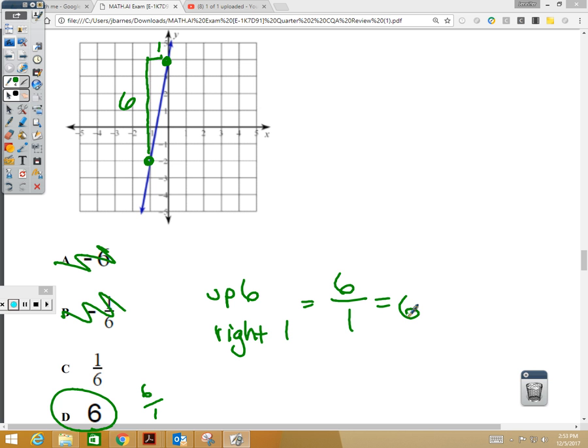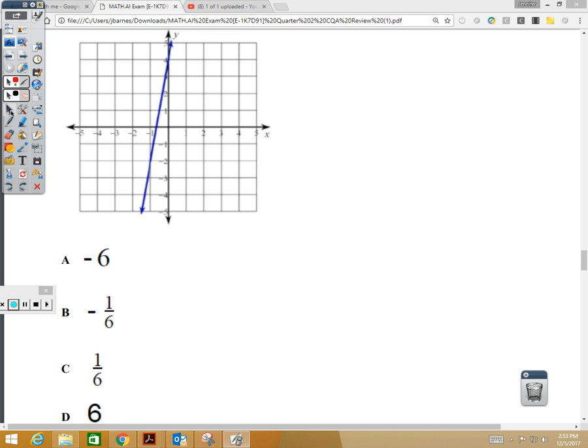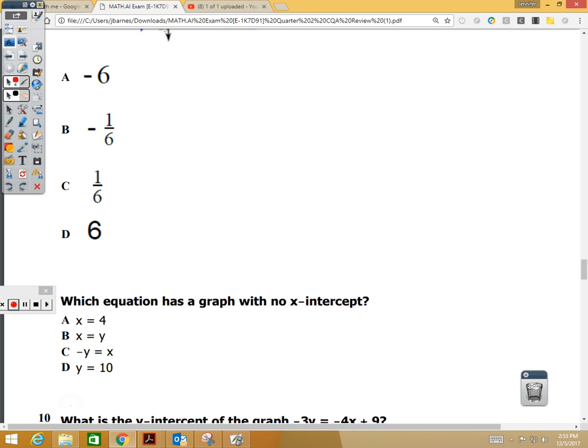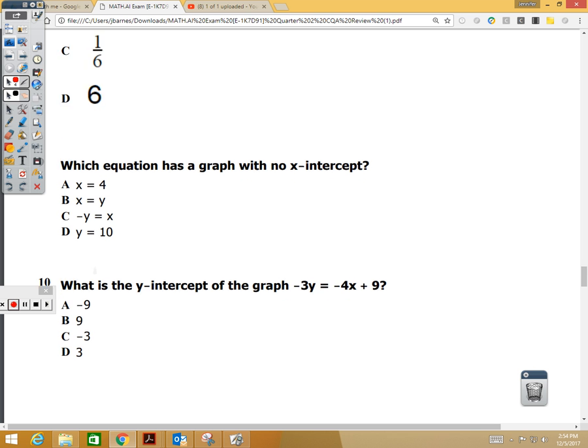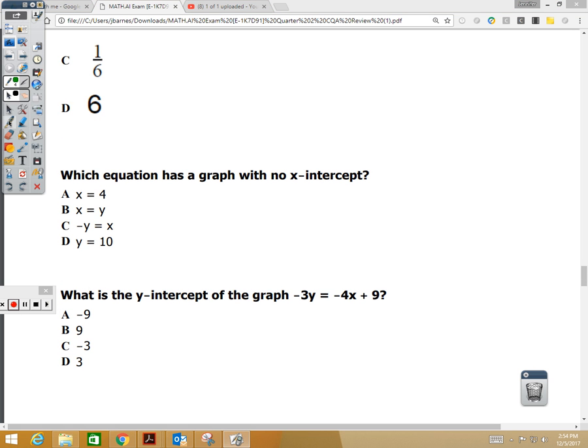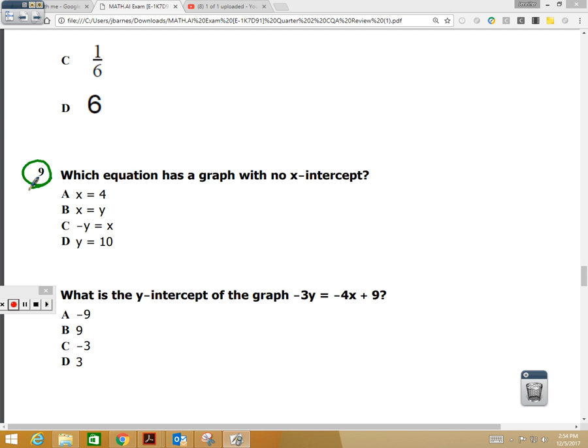Any questions on problem number 8? Okay, let's look at problem number 9. Problem number 9 says, which equation has a graph with no X-intercept?